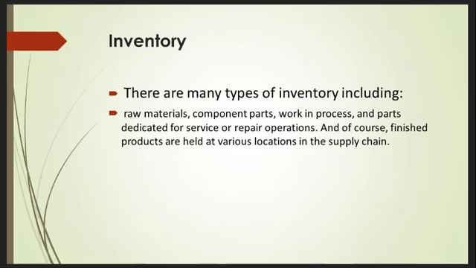Let's take a minute to discuss the importance of inventory and what inventory is. There are many types of inventory including raw materials, component parts, work in process, and parts dedicated for service or repair operations. And of course, finished products are held at various locations in the supply chain. Inventory needs to be viewed as money. The key question to ask is, is this investment in inventory being most effectively applied? Why do organizations hold inventory?